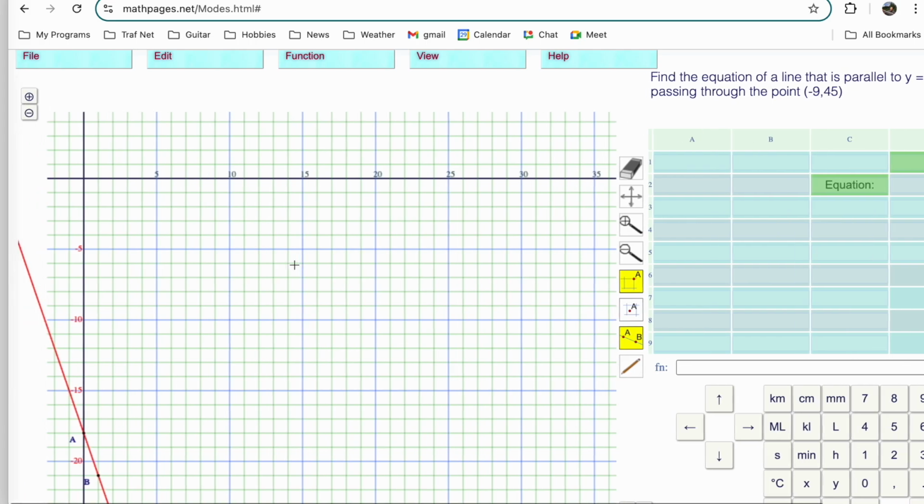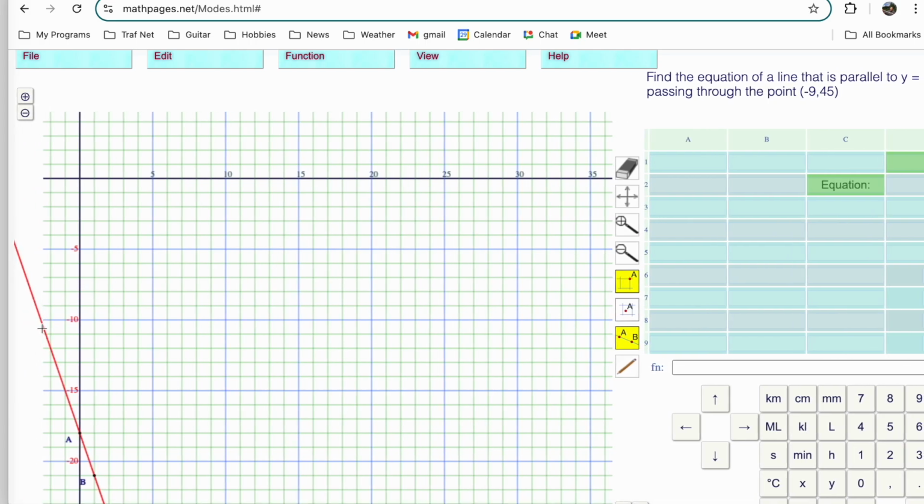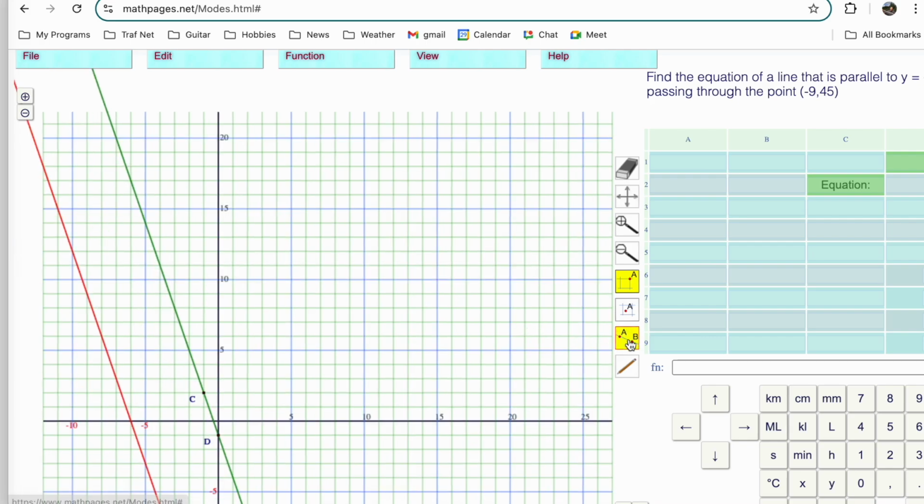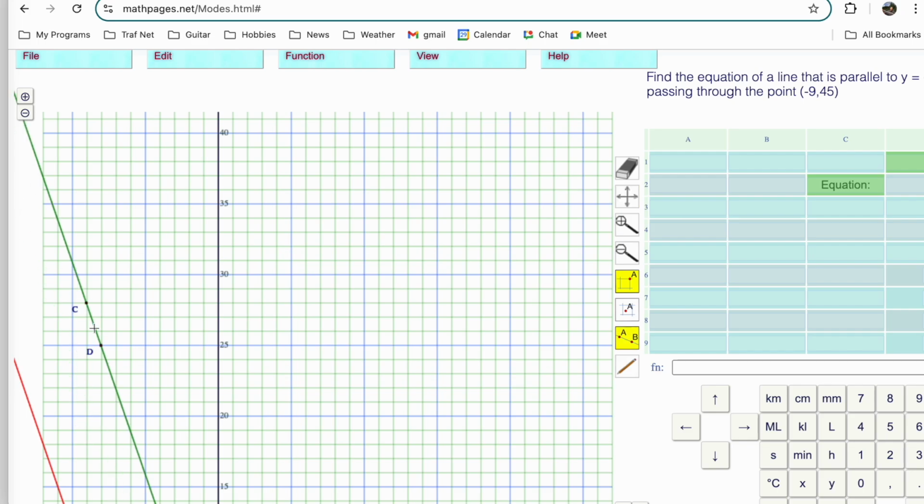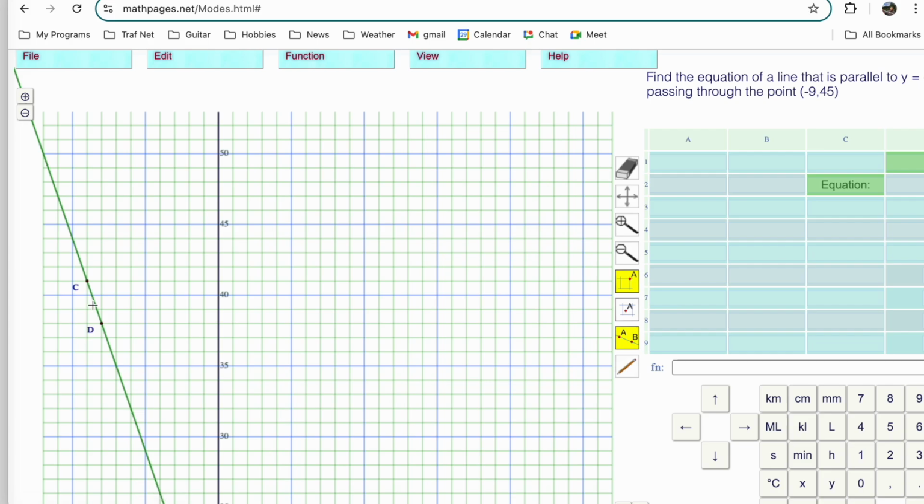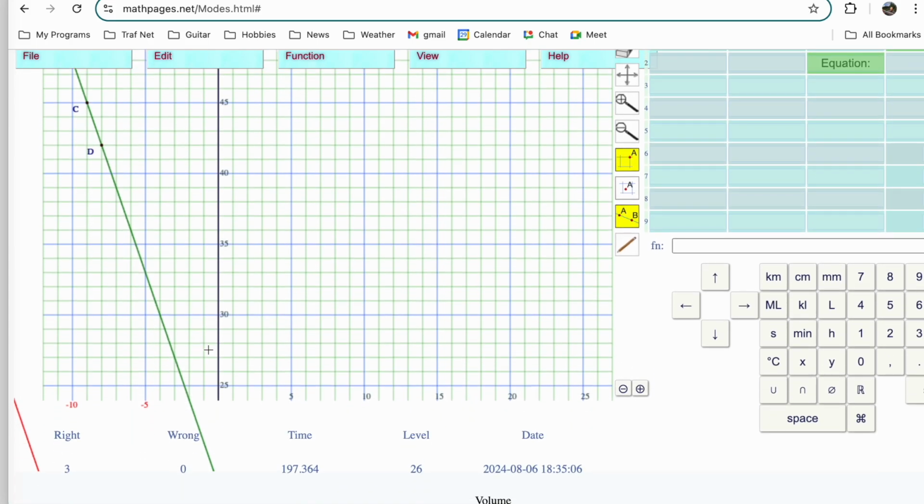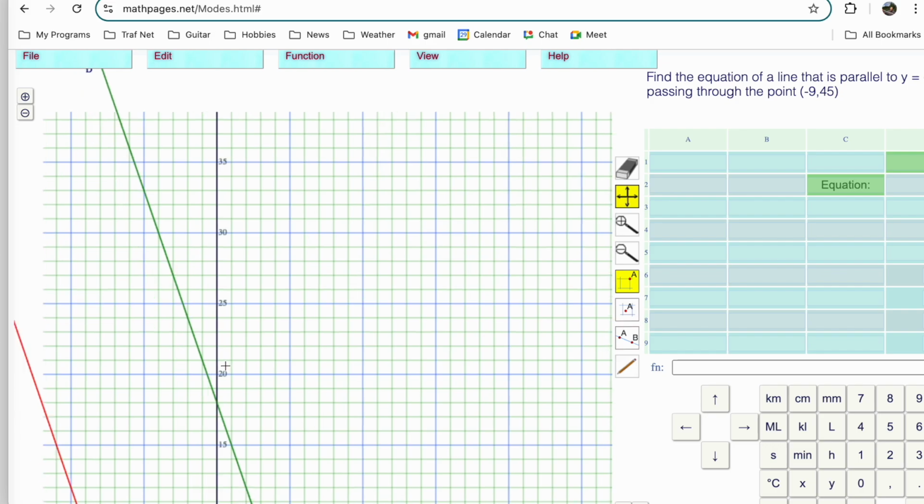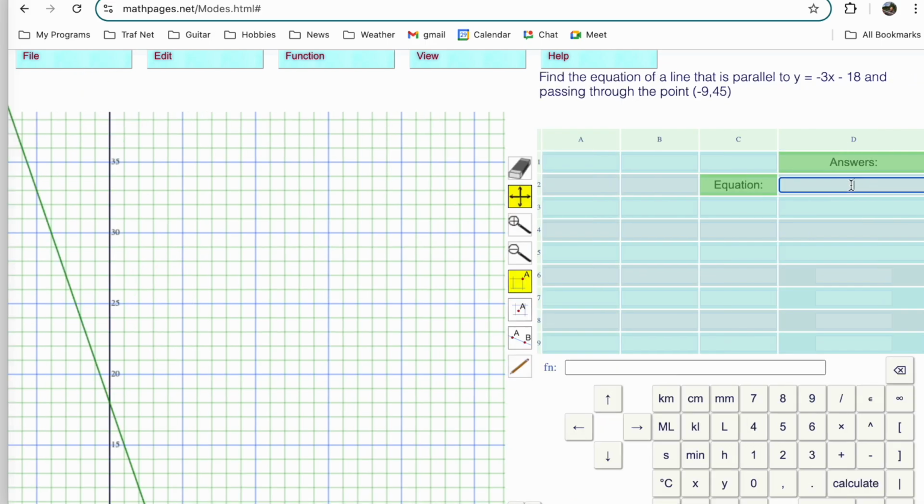1, 2, 3. We want the new line to be parallel to this line, so I'm just going to hold down the option key and drag a new one. Wherever I drop this, this is going to be parallel. And I just want to make sure that it's passing through negative 9, 45. Put the C point on negative 9, like that, and drag it up to 20, and we want it to go through 45. There's 41, and there's my 45, like that. But it's going through that point, and we just have to find the b value, and the b value is at 18. We end up getting y is equal to negative 3x plus 18.